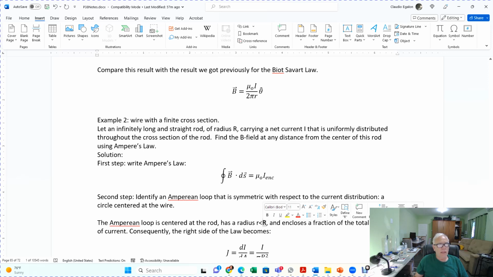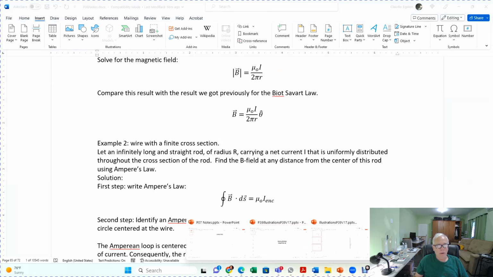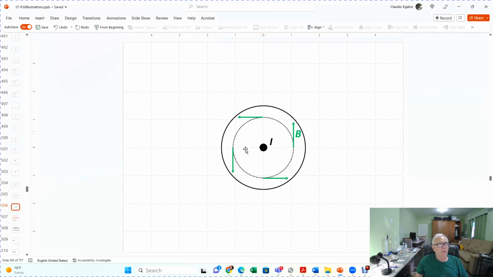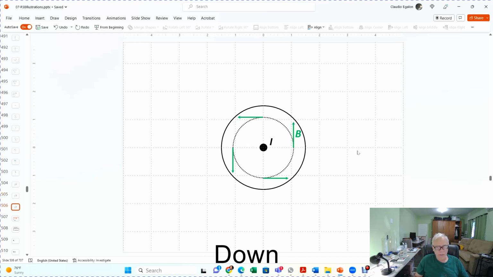This loop is enclosing a fraction of the total amount of current, and that's going to be the trick for solving this problem. Here you go. We're not enclosing the whole cross section of the wire, only a fraction of the cross section. Consequently, the amount of current inside this loop is going to be less than I. And there is a way to find out what this value is in terms of r. So I'm going to copy this R right here and paste it there. All right, there you go.